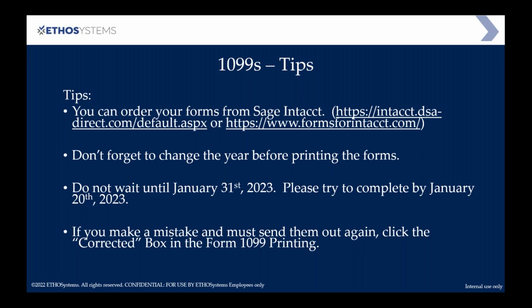When you're printing your 1099s, please don't forget to change the year. I will tell you that's the number one problem we get, is that people forget to change the year from 2021 to 2022. We talked about we're not waiting to the end. And last but not least, when you're printing out the forms, there is a box when you're about to print saying these are corrected, and it will then check mark the 1099 corrected box as well. So keep that in mind.